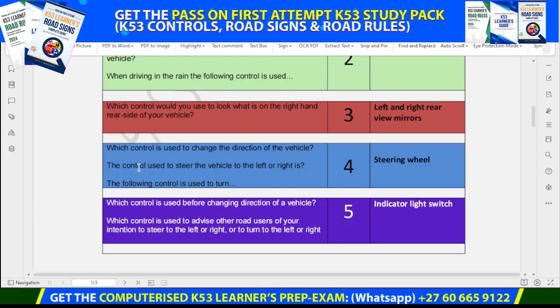If the question also says which control is used to steer the vehicle to the left or the right, that is the steering wheel. And also if the question says the following control is used to turn, it's also the steering wheel. Okay, so if you are studying these things, I want you to understand the question and the answer that you're supposed to find for you to get that question correct.